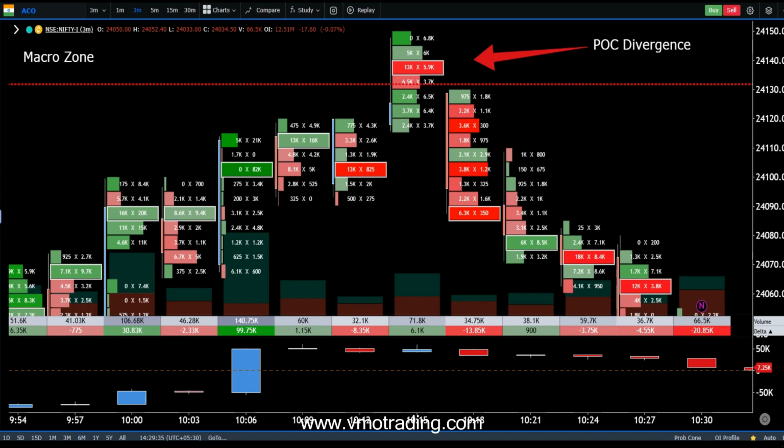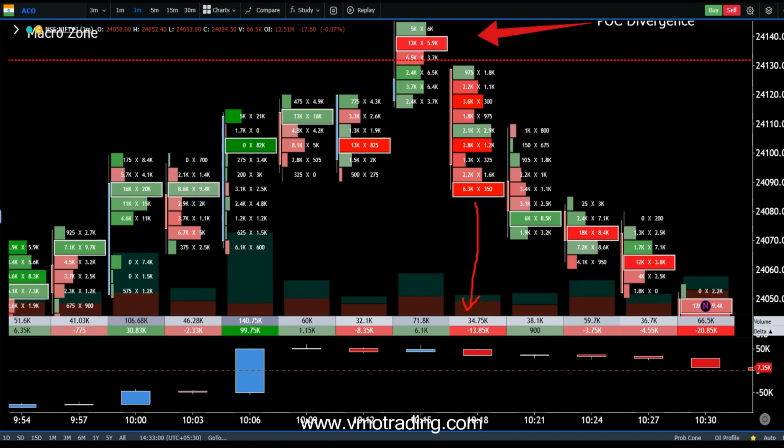I define this in my books and seminars as a POC divergence. If you have a closer look at the previous candles, you can notice a POC divergence as well. So you have 3 POC divergences in a row, which could mean that the buying power you see on the left hand side of this chart is decreasing in favor of a selling power.